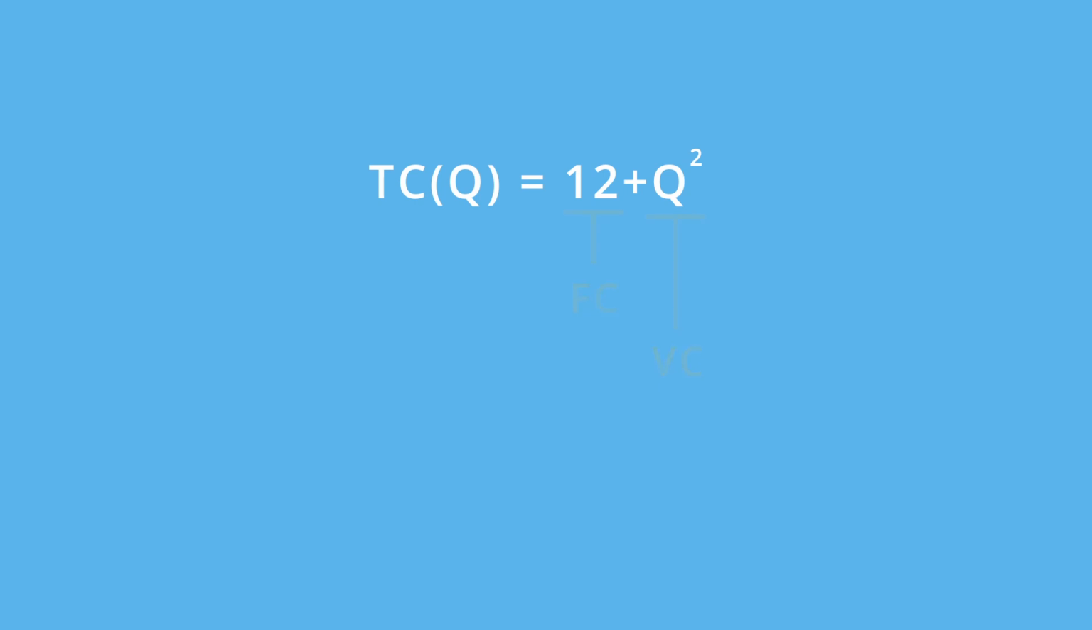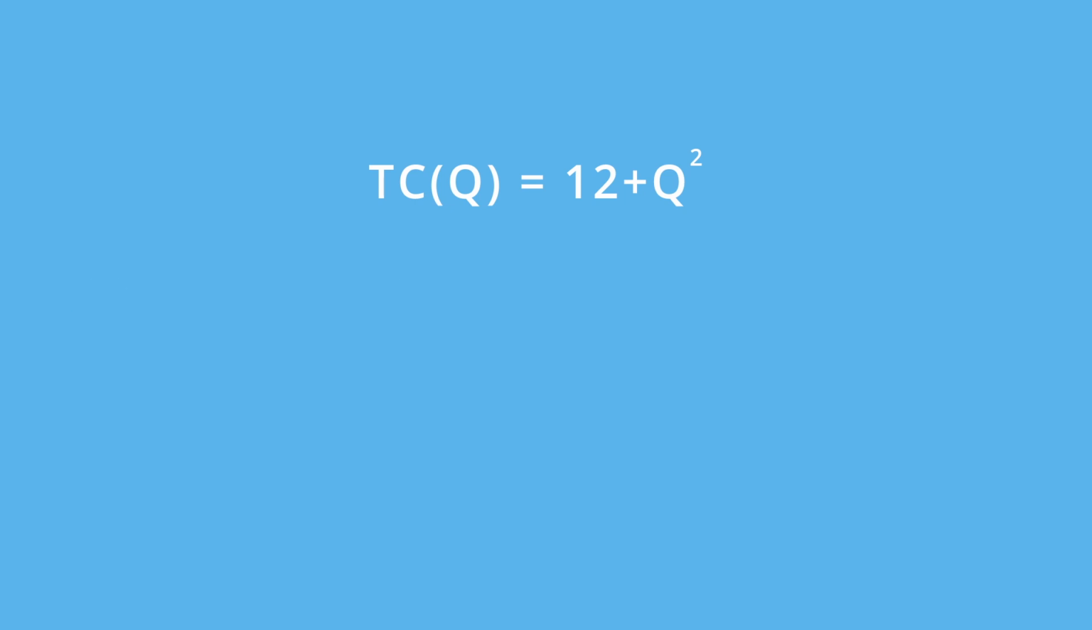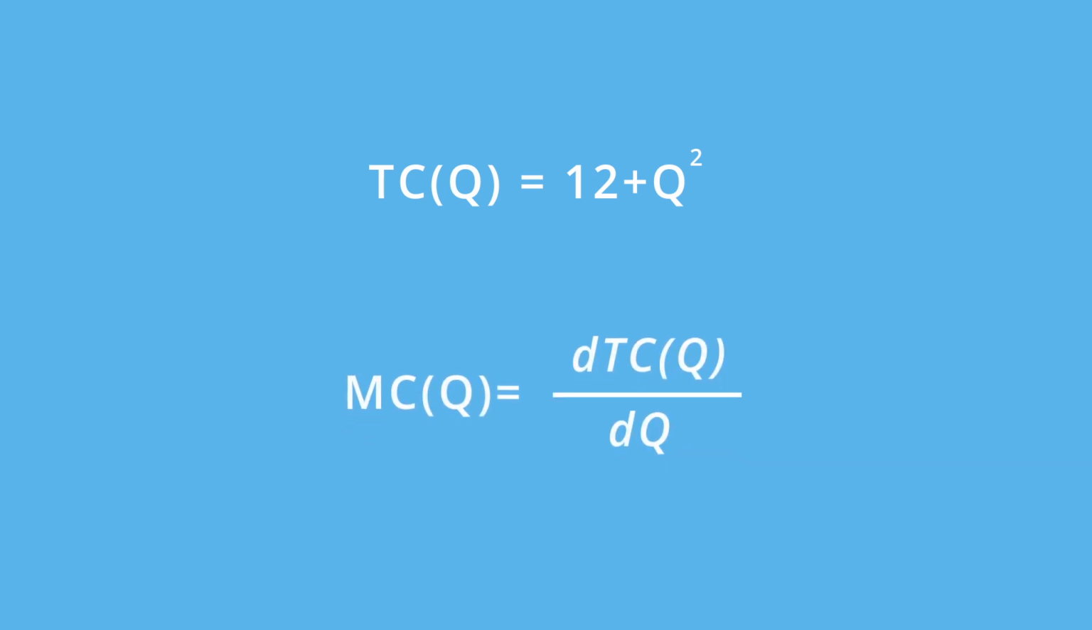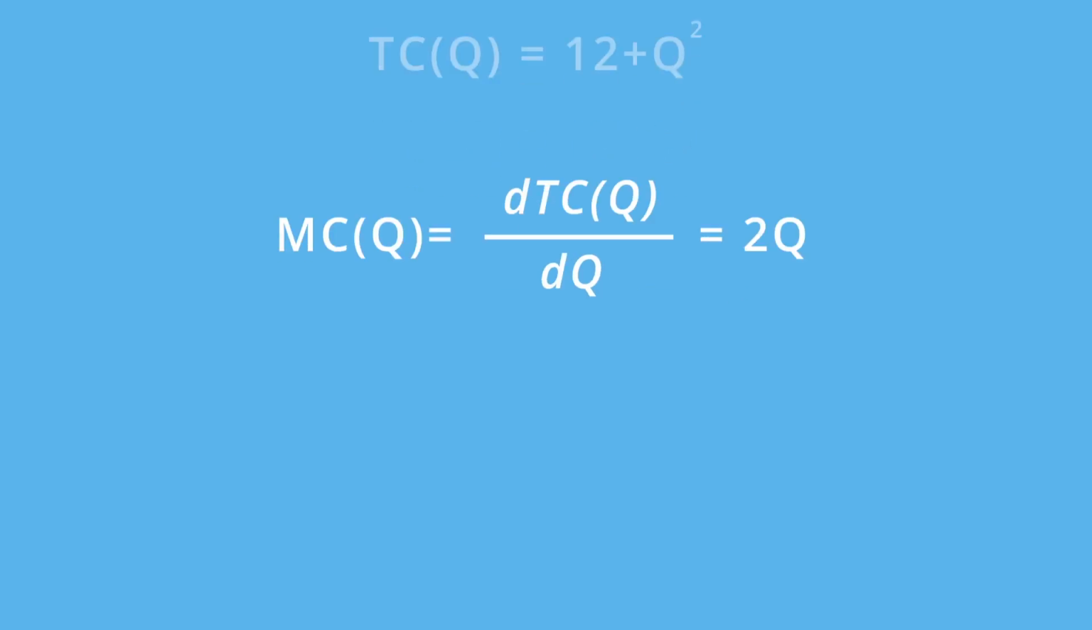On the other hand, the marginal cost is the additional cost of production that the monopolist has to incur if it produces one more unit of output. It can be found by differentiating the total cost function with respect to Q. MC equals dTC over dQ, which equals 2Q, which is increasing in Q. So graphically, it looks like this.